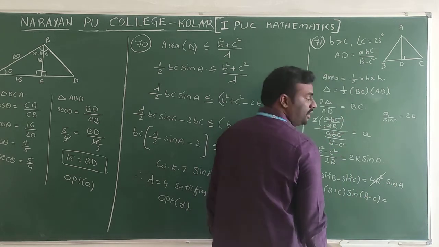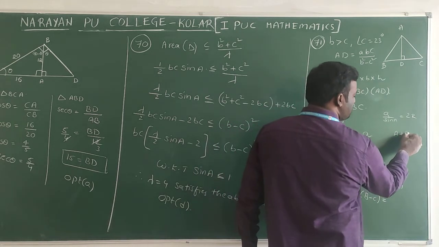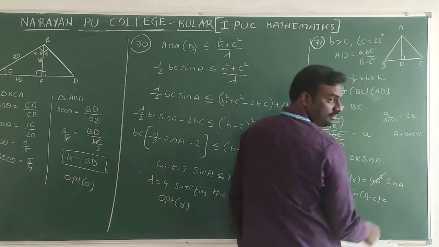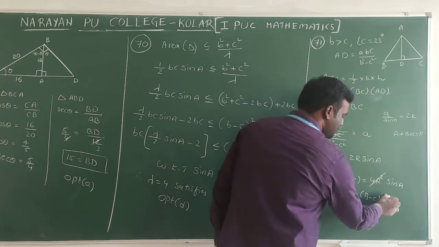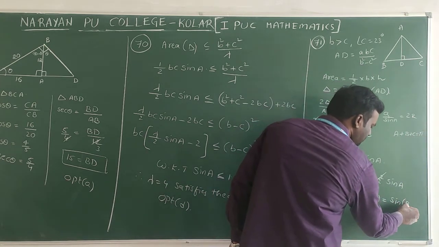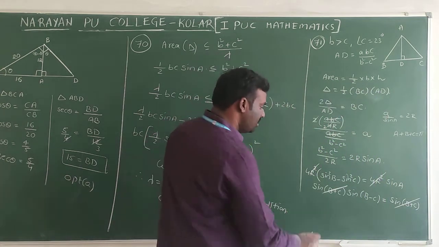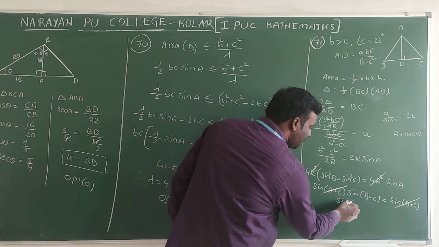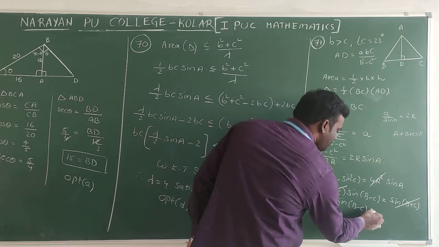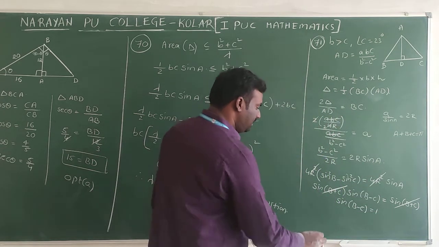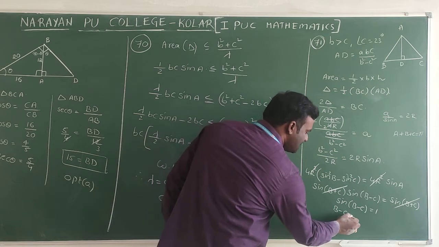is equal to, this A can be written as: A plus B plus C equals 180, so A is pi minus B plus C, I can write this as sin B plus C. Sin B plus C gets cancelled. So finally we will get sin of B minus C is equal to 1. Then B minus C is 90.